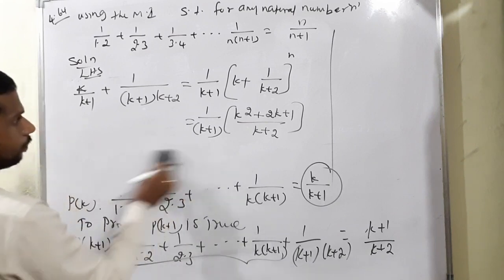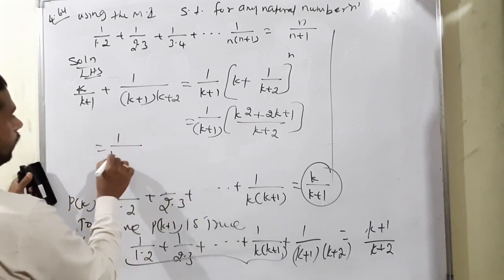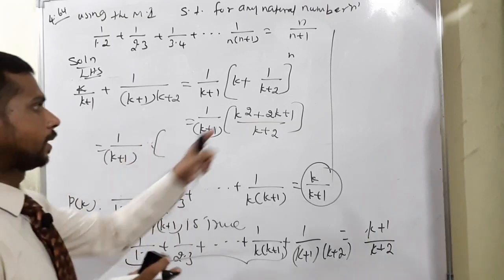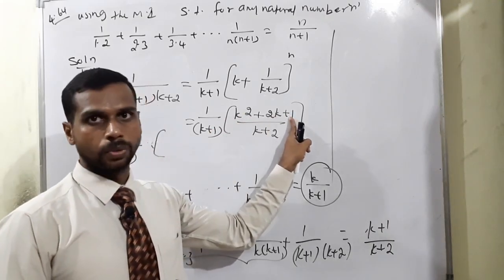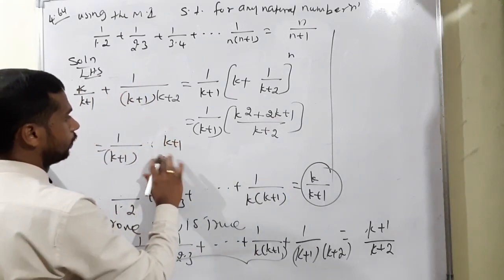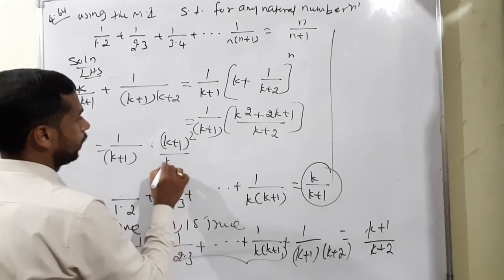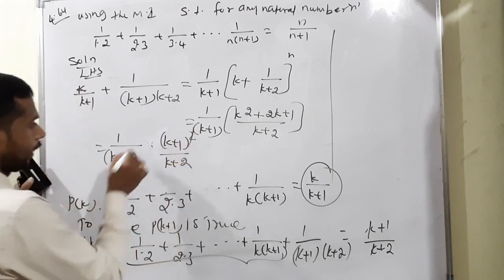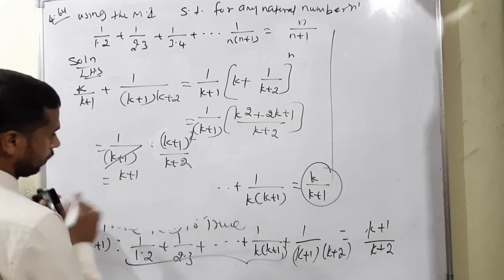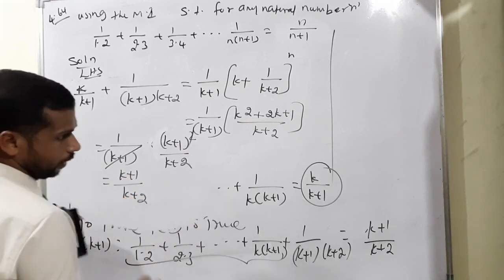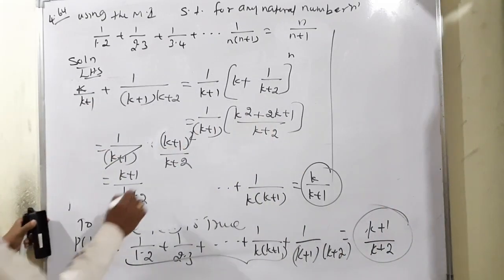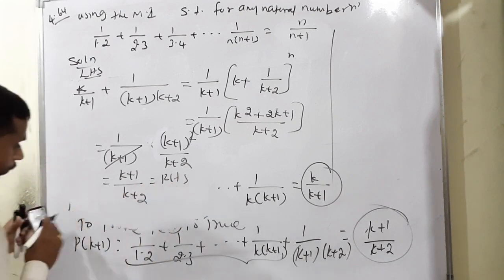So next step, 1 by k plus 1 into, this is actually a square plus 2ab plus b square form, therefore we can write it k plus 1 the whole square divided by k plus 2. Again square and k plus 1 cancel means k plus 1 divided by k plus 2. Look at there, we have to prove k plus 1 divided by k plus 2. This is called RHS.